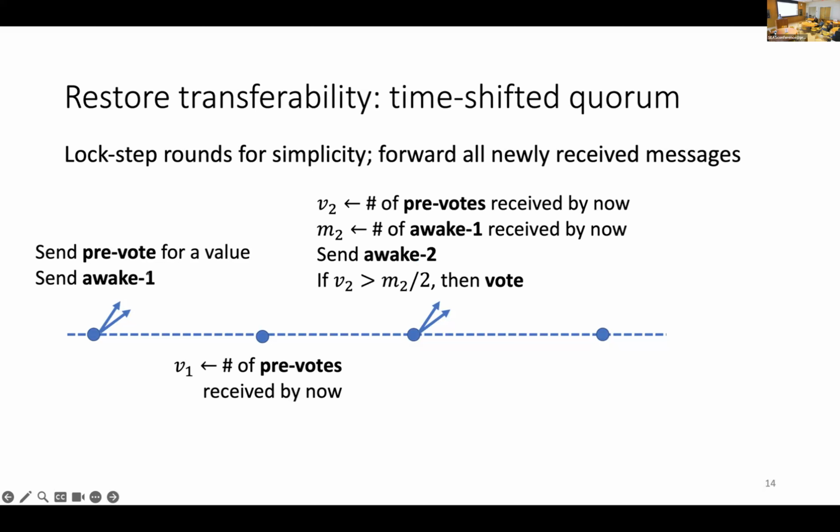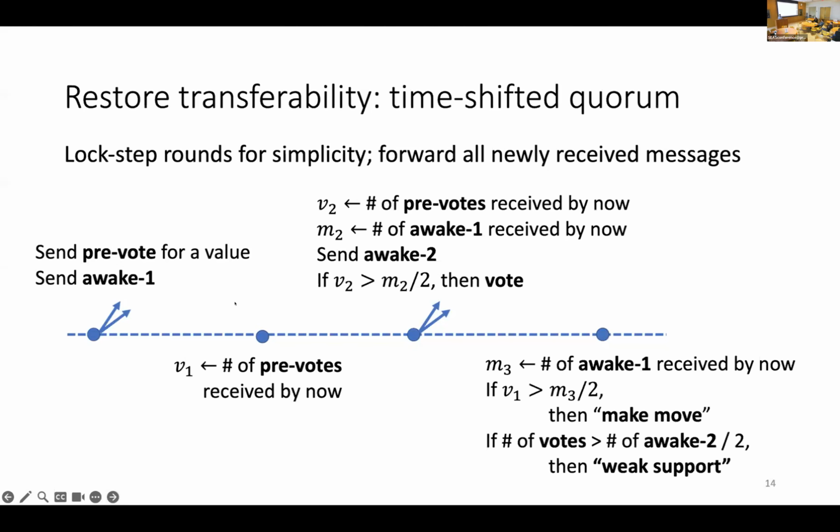Next round, they will count again the number of pre-votes they received by now, and let's call that V2. V2 is at least as large as V1, because you are counting again. Everything you counted in V1 is still counted in V2. They're also going to count the number of awake 1 messages and store that in M2, and they're going to send awake 2. If V2 is greater than half of M2, they're going to send a vote. Now in the last round, they'll count one more time the awake 1 messages, and store that in a variable M3. And if V1 is greater than M3 over 2, then make that move.